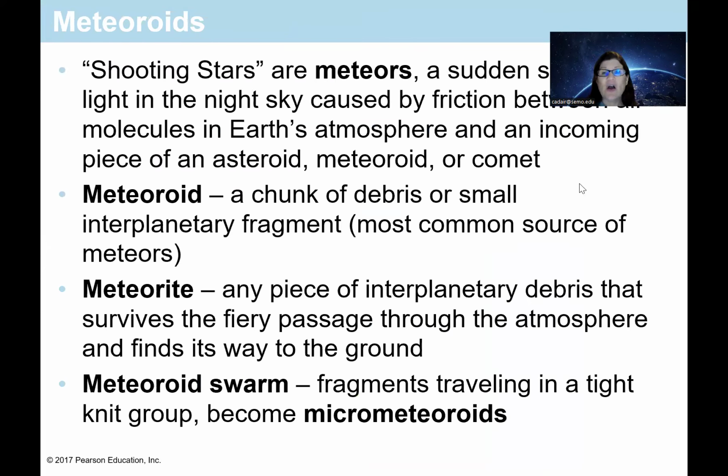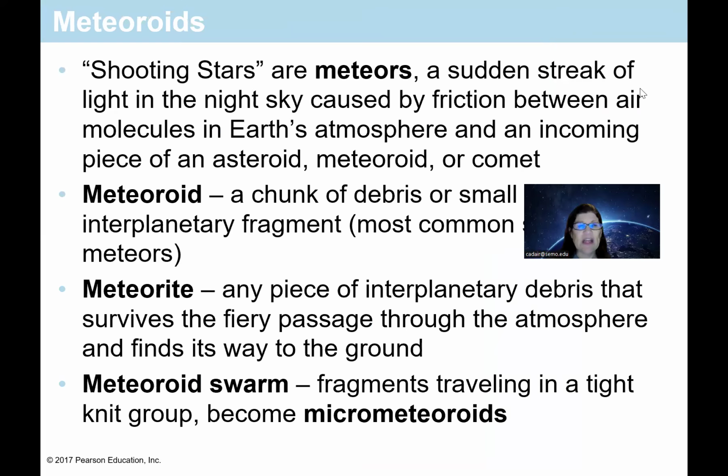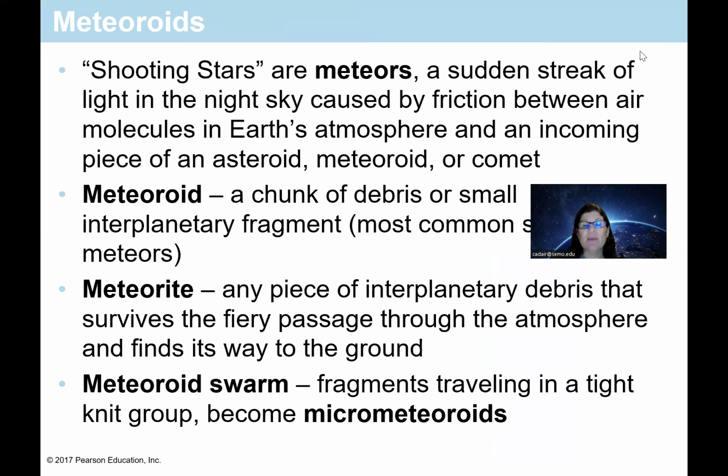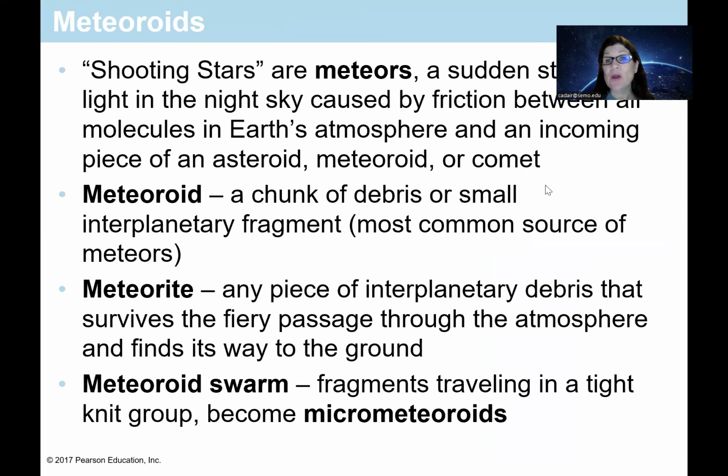All right, shooting stars are meteors. They are a sudden streak of light in the night sky caused by friction between the air molecules in Earth's atmosphere and the incoming piece of the asteroid, meteoroid, or comet. A meteoroid is described as a chunk of debris or small interplanetary fragment. It's the most common source of meteors. A meteorite is any piece of interplanetary debris that survives the fiery passage through the atmosphere and finds its way to the ground. So you see it up in the sky, it's a meteor. If it hits the ground, it's a meteorite. A meteoroid storm is fragments traveling in a tight-knit group called micrometeoroids.